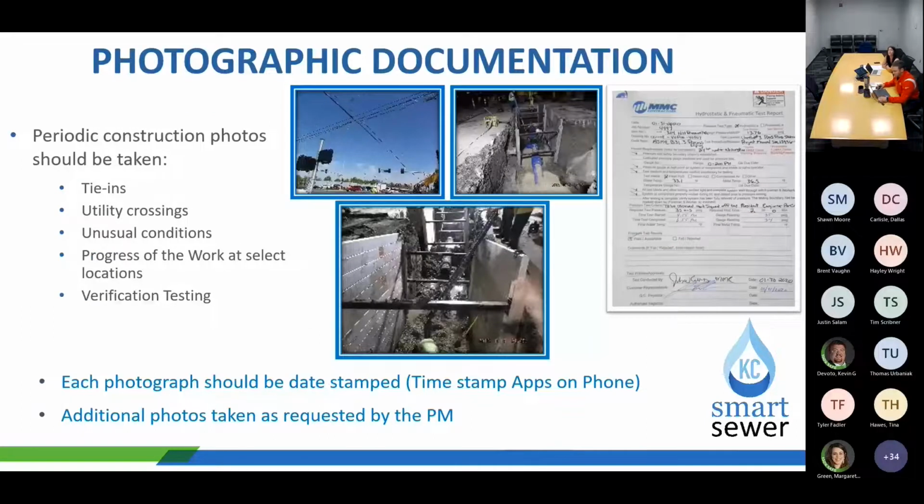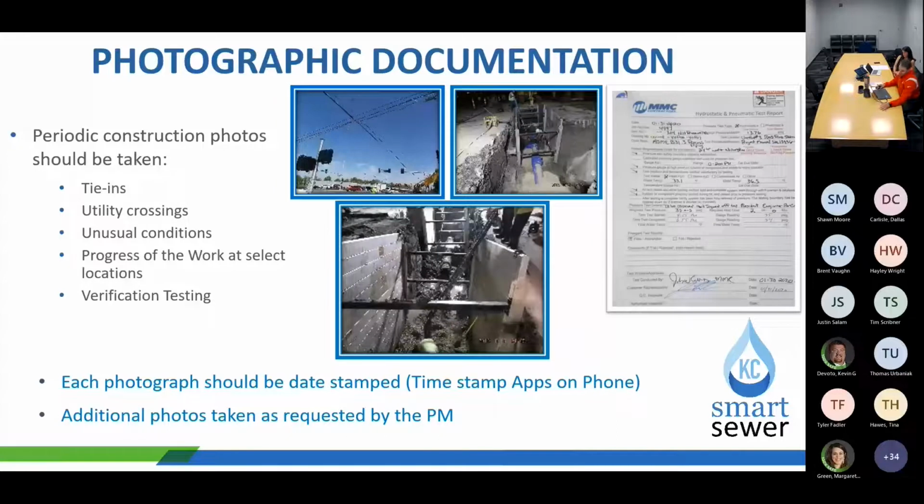Okay, so with that, in addition to your actual daily report, photographic documentation is very important as well. That should be taken periodically through construction of the work that's being completed. So that could be things like tie-ins, and then other items outside the box: utility crossings, any other unusual conditions, progress of work at specific or select locations, as well as just snapping a photo of any verification testing that's completed.